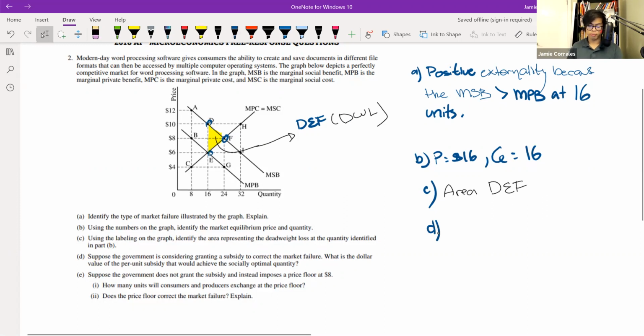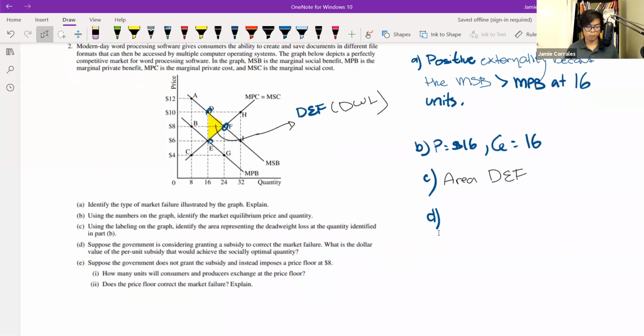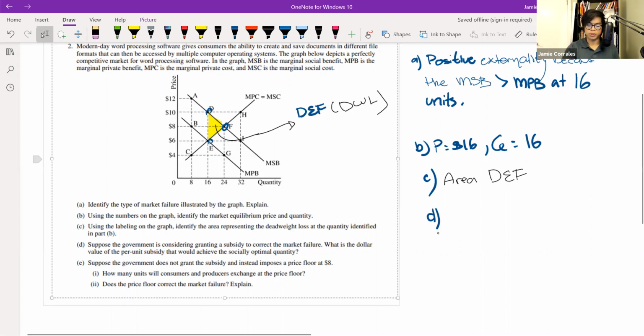D, suppose the government is considering granting a subsidy to correct the market failure. What is the dollar value of the per unit subsidy that would achieve socially optimal quantity? If you're having a hard time thinking of an example, think of education. And so obviously education should be consumed more, right? It helps people get out of poverty, and it's great. So what would the government do?